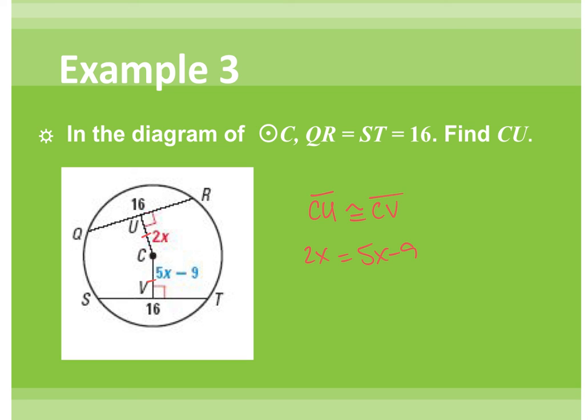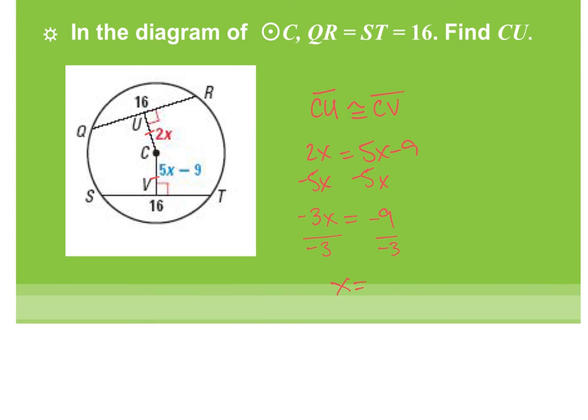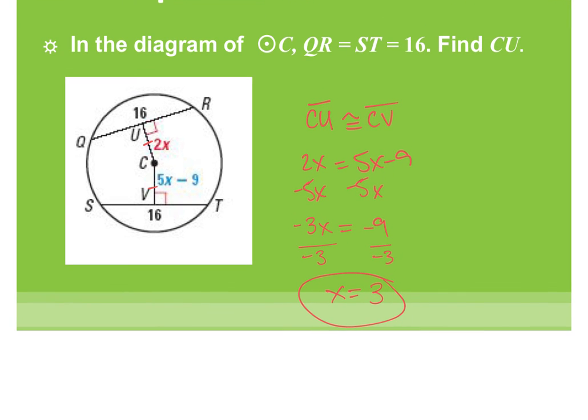Subtract 5x, and then you divide by negative 3 on both sides, and you get 3. X equals 3, right? Is that the distance of CU, 3? No. Plug it in. Okay, so you plug it back in. You're going to get CU equals 2x, and you get CU equals 6.